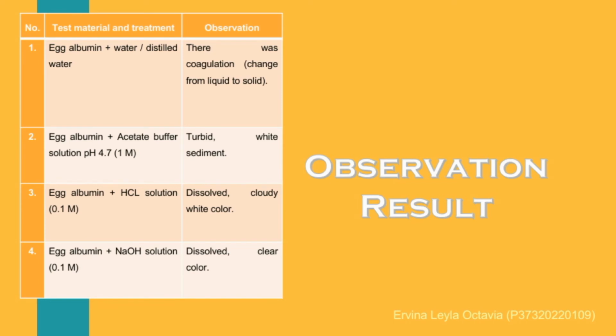Third, egg albumin plus HCl solution 0.1 M. The observation is dissolved, cloudy white color. And the last, egg albumin plus NaOH solution 0.1 M. The observation is dissolved, clear color.